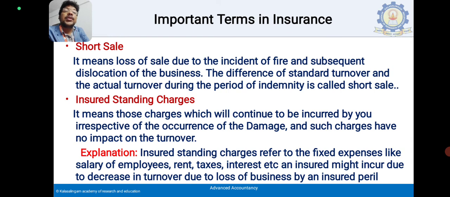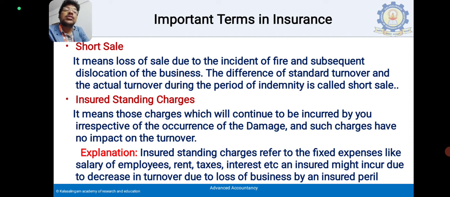The next important term generally used in insurance is short sale. It means loss of sale due to the incident of fire and subsequent dislocation of the business. Short sale is calculated as the difference between the standard turnover and the actual turnover during the period of indemnity. The formula is short sale equals standard turnover minus actual turnover.